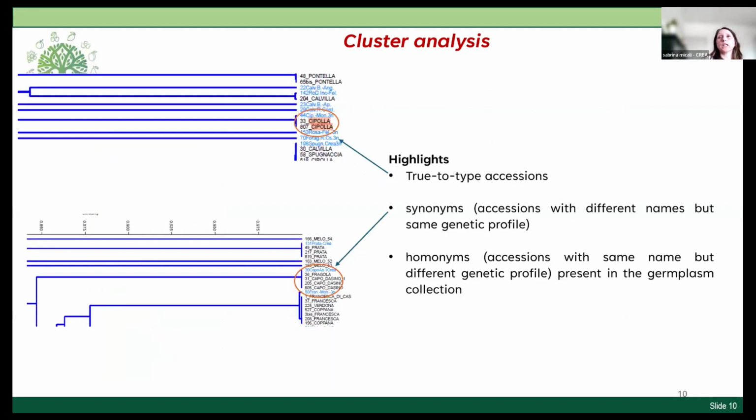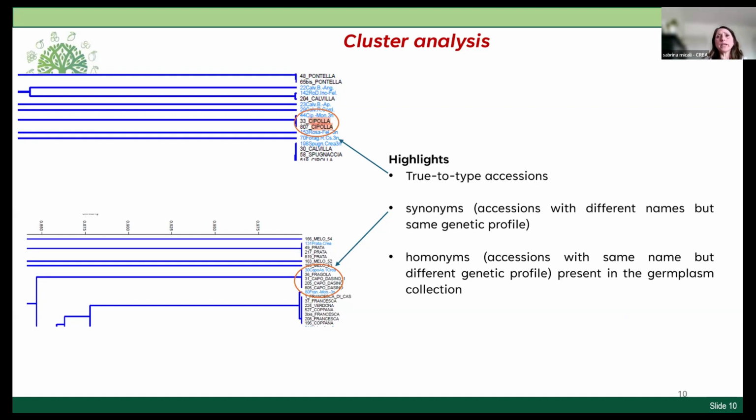So we can analyze our collection with cluster analysis to verify true to type accessions, like you see in this case, where this is a detail of a much larger dendrogram. You find these two genotypes that were clusterized with the cultivar reference with the same name, so they are true to type individuals.